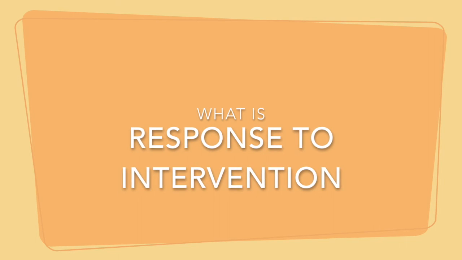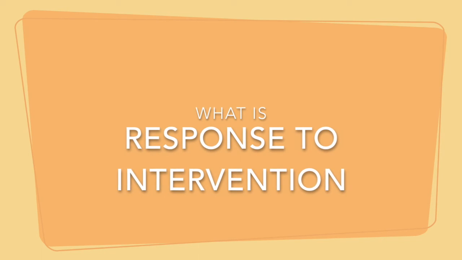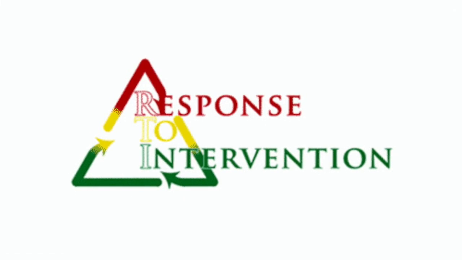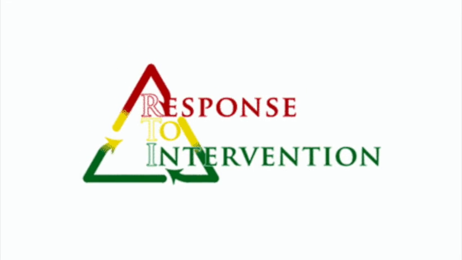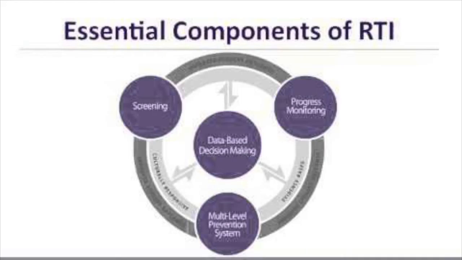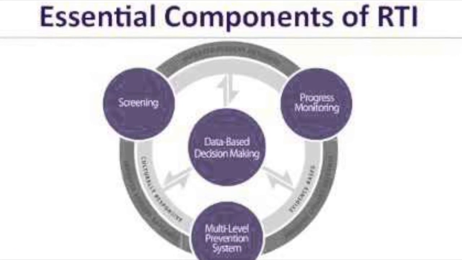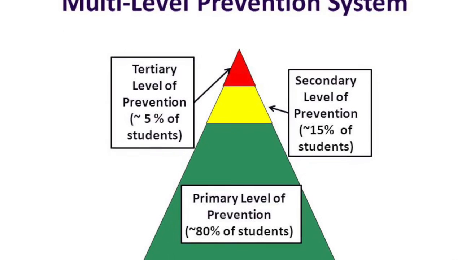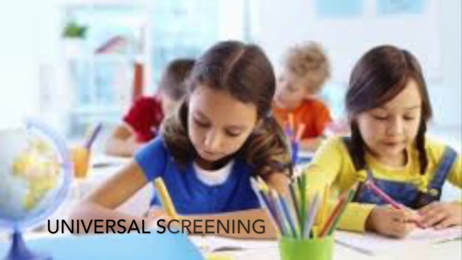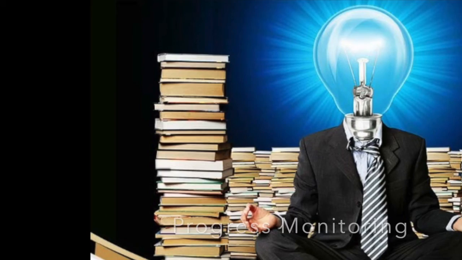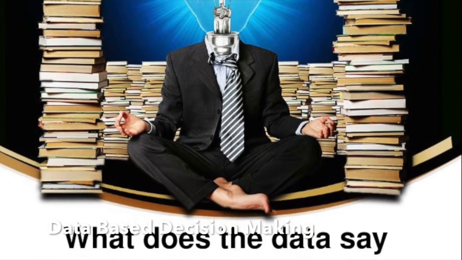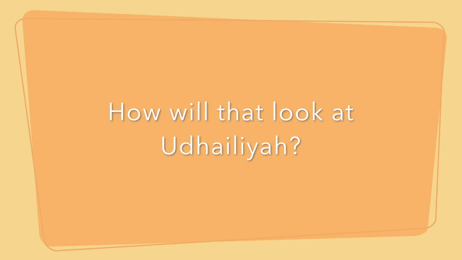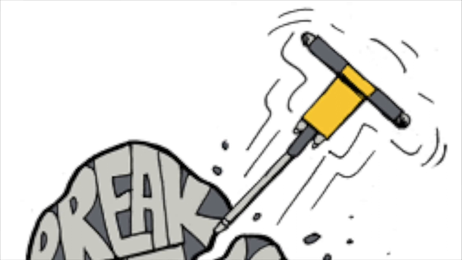What is response to intervention, or RTI, and how will it look at Udhailiyah School? Basically, response to intervention is a framework for providing systematic supports for all students. There are four essential components of RTI: 1. Multi-level prevention system. 2. Universal screening. 3. Progress monitoring. And 4. Database decision making. So what will that look like at Udhailiyah School?